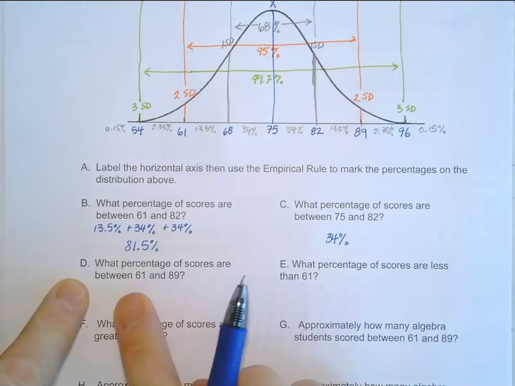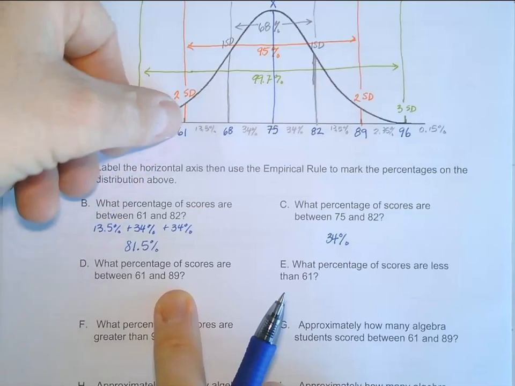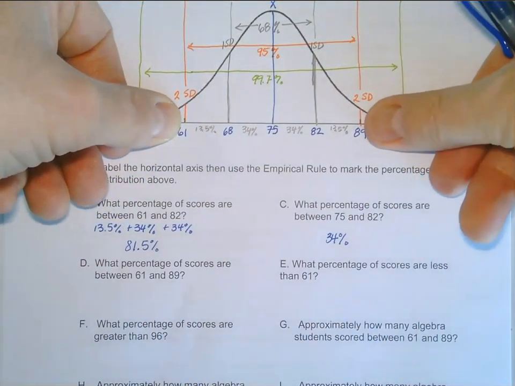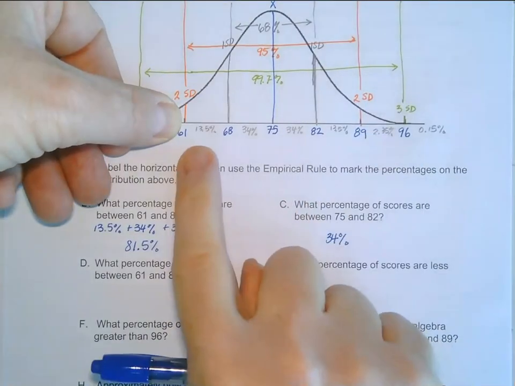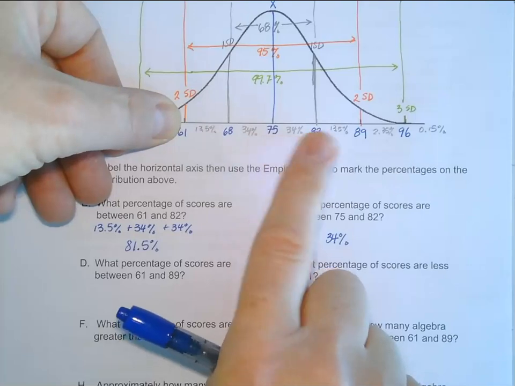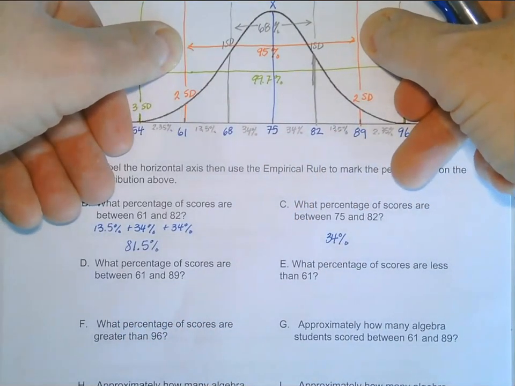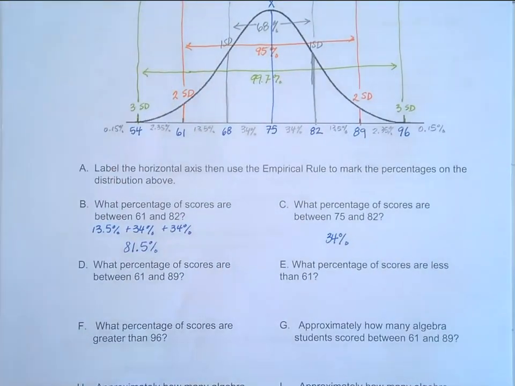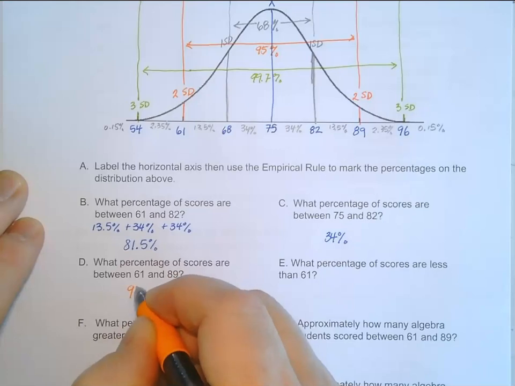What percent of the scores are between 61 and 89? Here's 61, here's 89. Wait, isn't that two standard deviations out? So I could add 13.5 plus 34 plus 34 plus 13.5, but we also know it's 95 because it goes two standard deviations. So I'm going to use that data and just write that here.